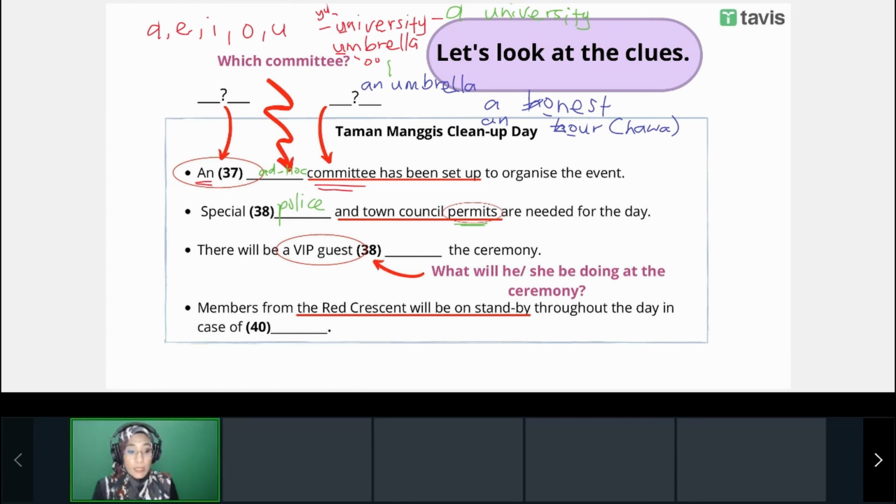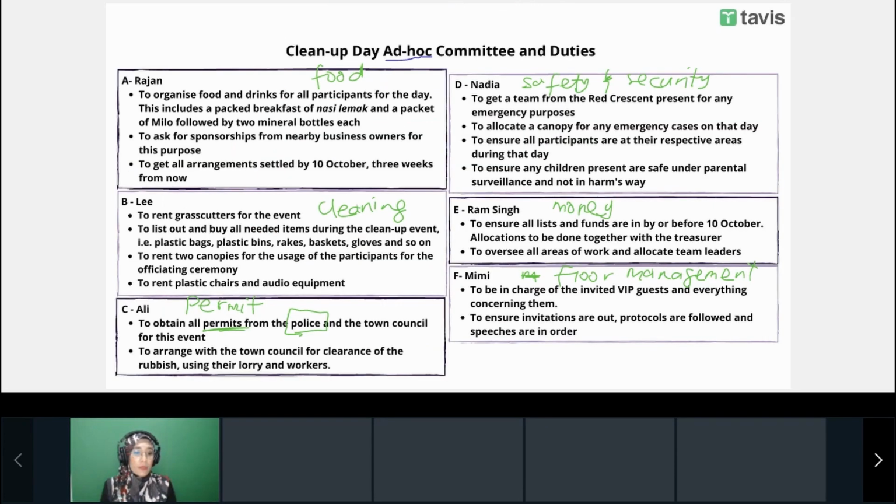Bravo. Now, next one. There will be a VIP guest, something, the ceremony. So we are now going to look at the keyword VIP guest. But what do you think he or she will be doing at the ceremony? Now let's take a look at the passage again, or the paragraph again.